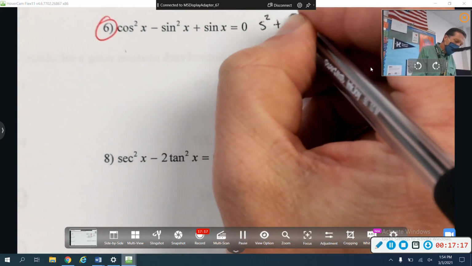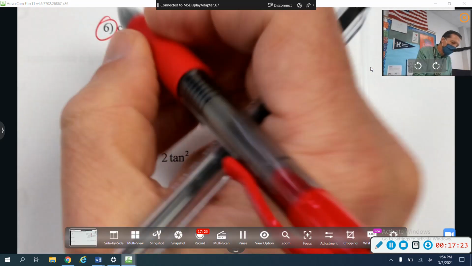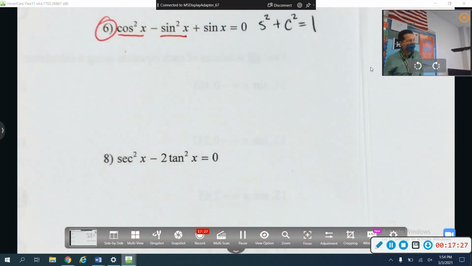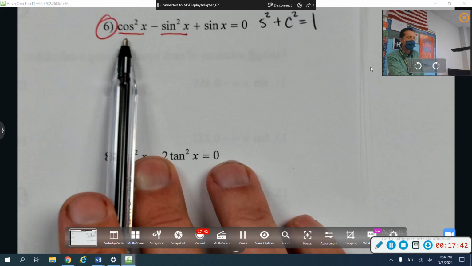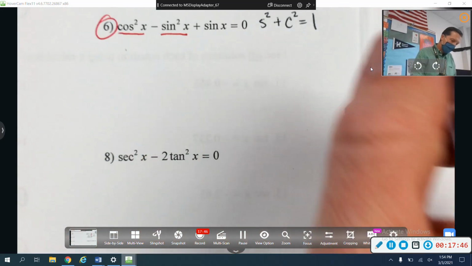Sine squared plus cosine squared is 1. This one's maybe a little bit interesting because I have to decide, do I want to replace the cosine with something, or do I want to replace sine with something? Why should I replace cosine? That's right. That way they're all sine. If I replace sine, then I still have my cosine problem. So let's fix the cosine, and then everybody will be in terms of sine.